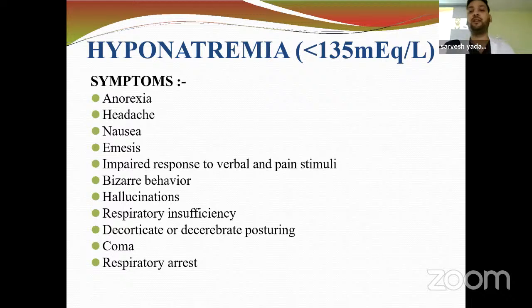Hyponatremia, when serum sodium level is less than 135 milliequivalent per liter, presents with symptoms of anorexia, headache, nausea, emesis, impaired response to verbal and pain stimuli, bizarre behavior, hallucinations, respiratory insufficiency, decorticate and decerebrate posturing, coma, and respiratory arrest.